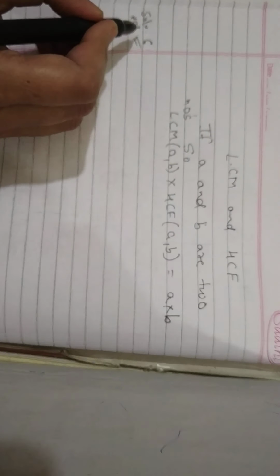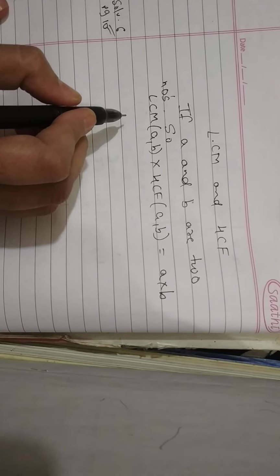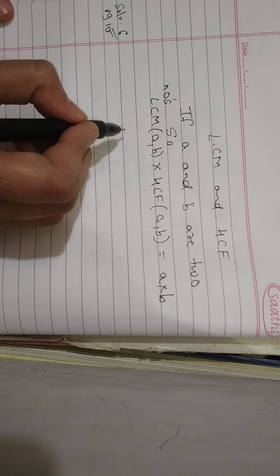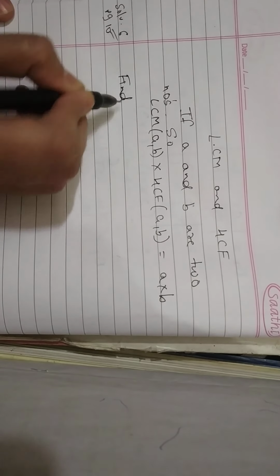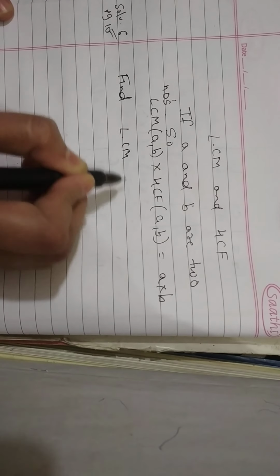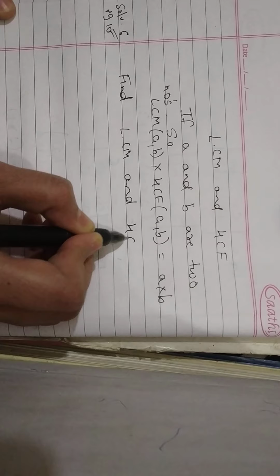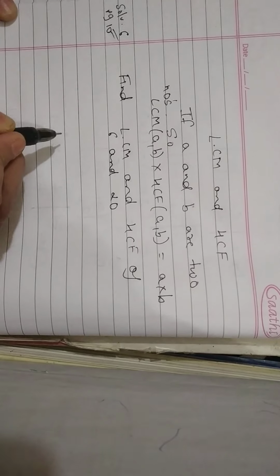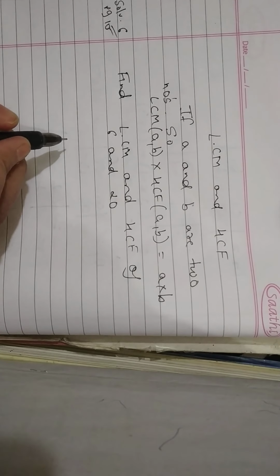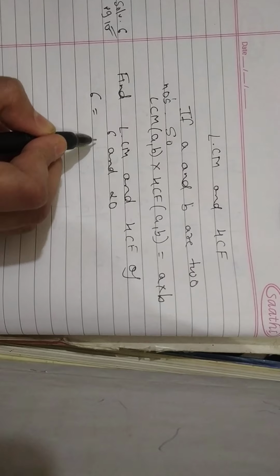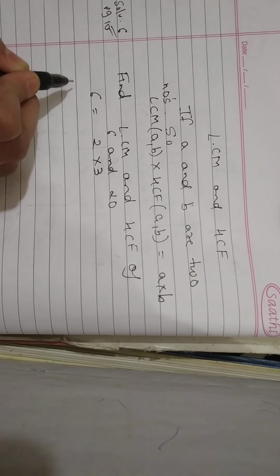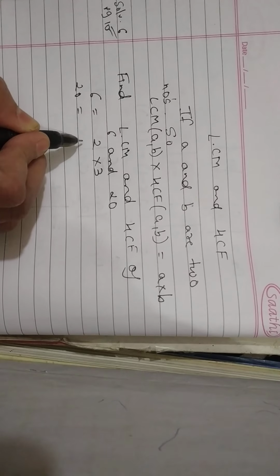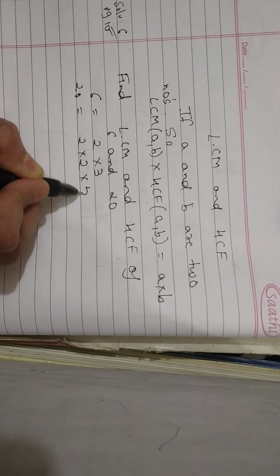Solved example. You can refer, this is page 10. The question is: find LCM and HCF of 6 and 20 and verify. We'll take out prime factors. 6 is 2 into 3 and 20 is 2 into 2 into 5.